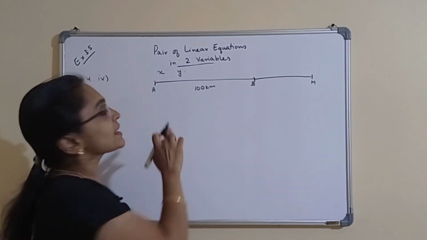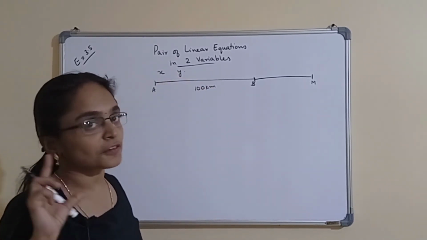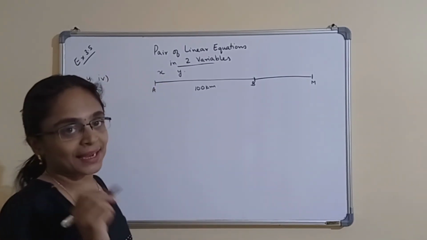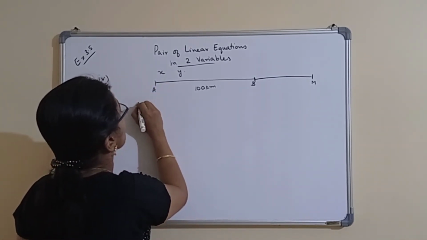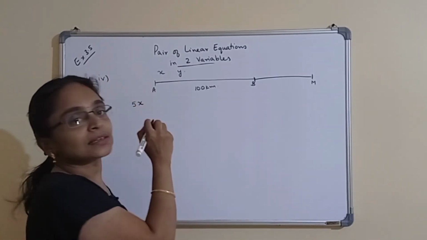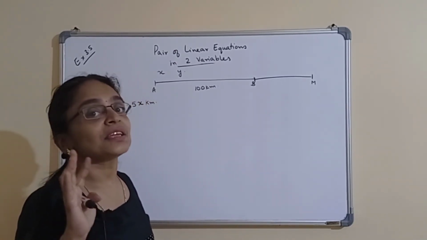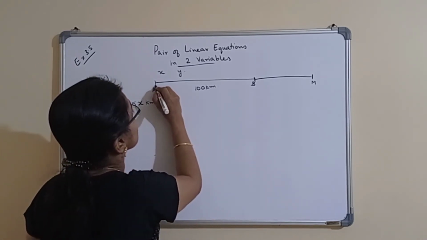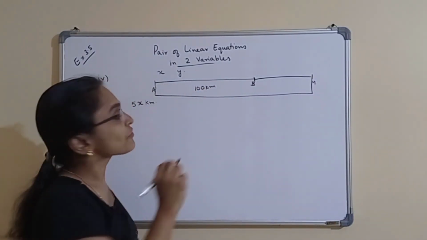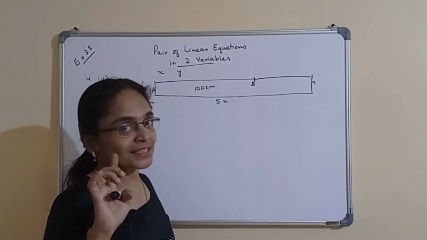So, let x be the speed of car starting from A and y be the speed of car starting from B. Now, car starting from A will travel, x is the speed and it will travel 5x kilometers in 5 hours, and it is said that this car from A is reaching M in 5 hours. So, this distance is 5x.